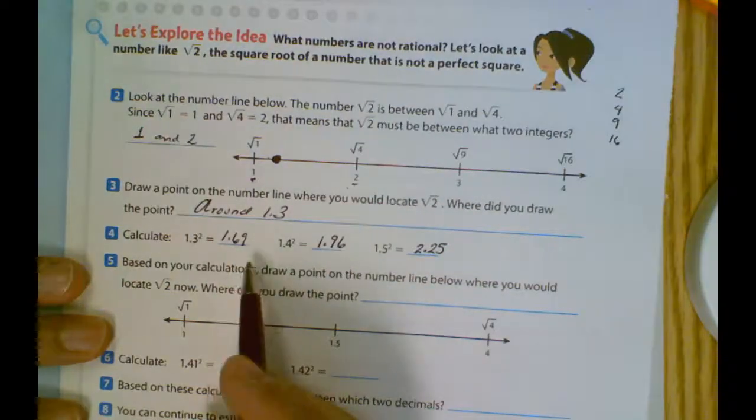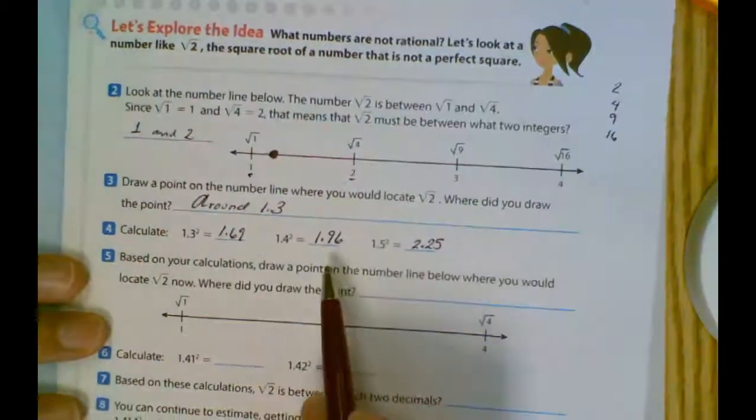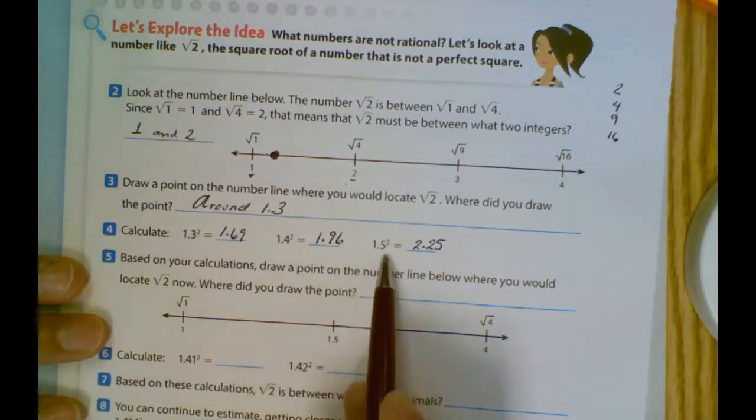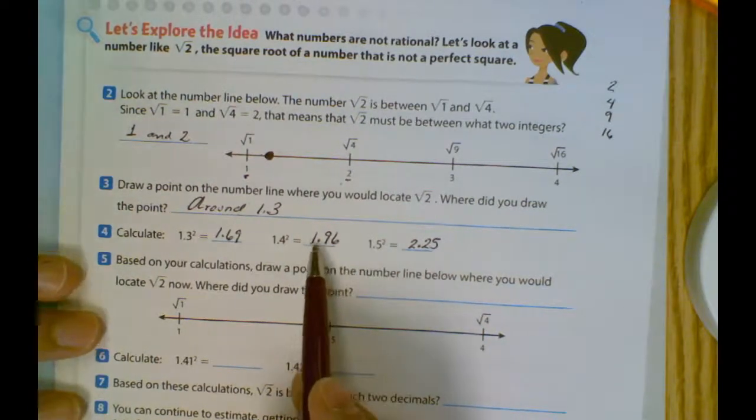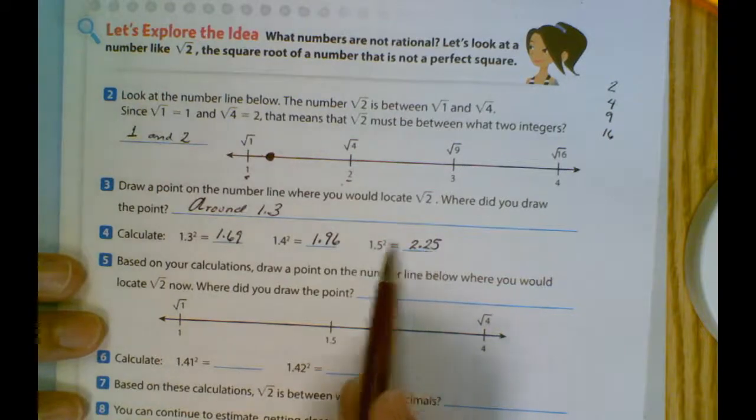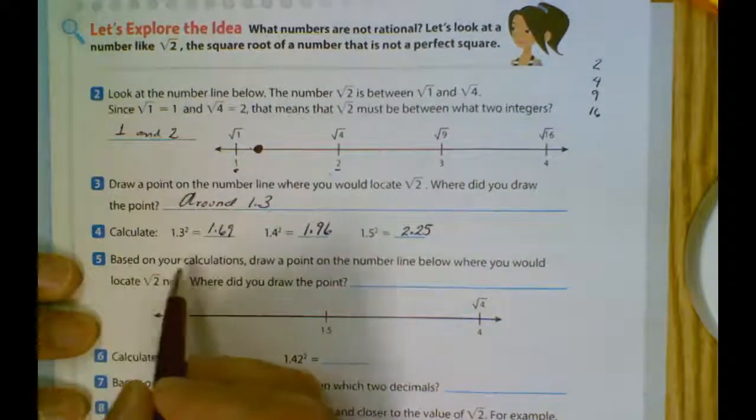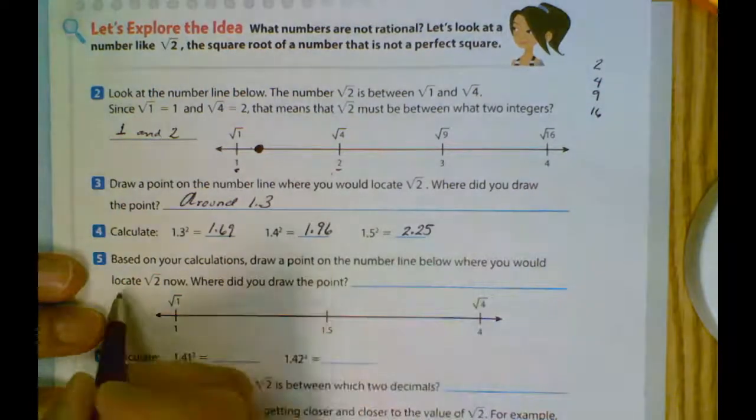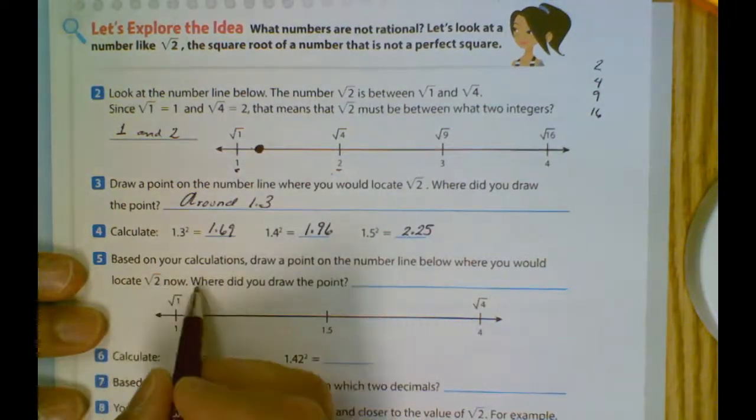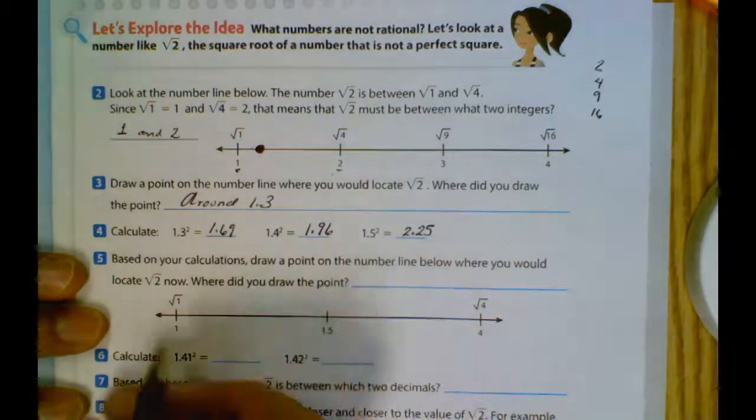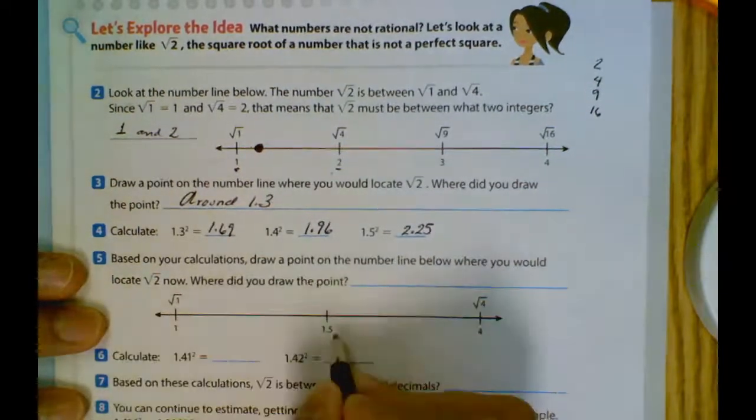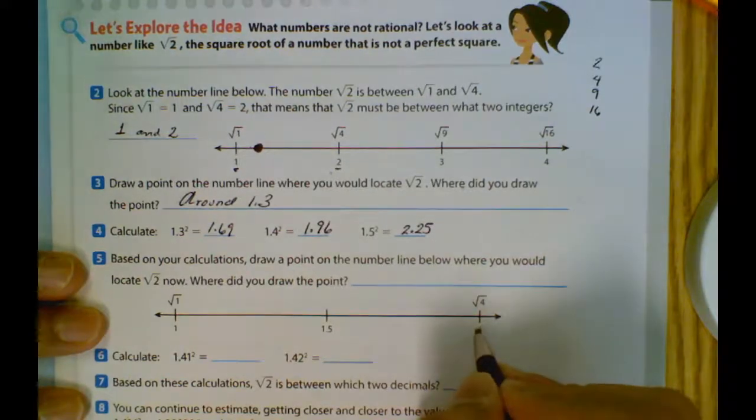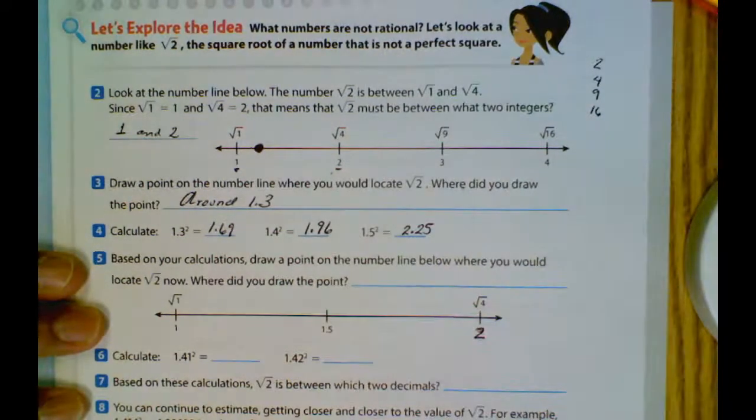As we can see, that value has to be between 1.4 and 1.5 because it's 1.96 and 2.25. So in this case, based on your calculation, draw a point on the number line below where you will locate the square root of 2. Now, where did you draw the point? In this case, you have the square root of 1 equals 1, you have 1.5, and then the square root of 4. This one is 2. Make sure this one is 2.